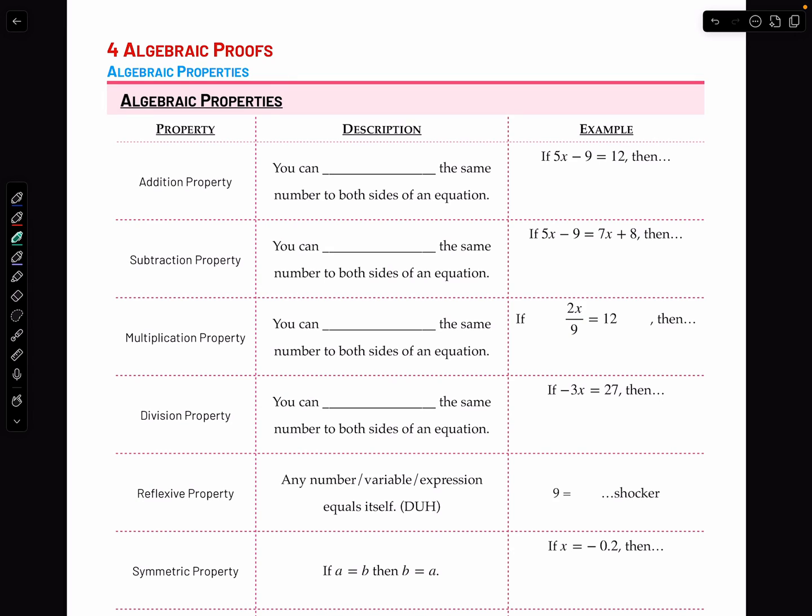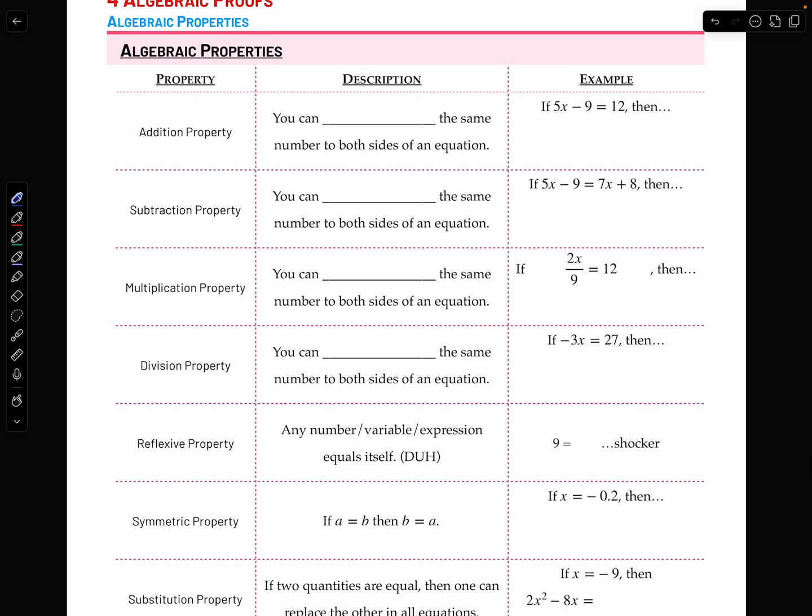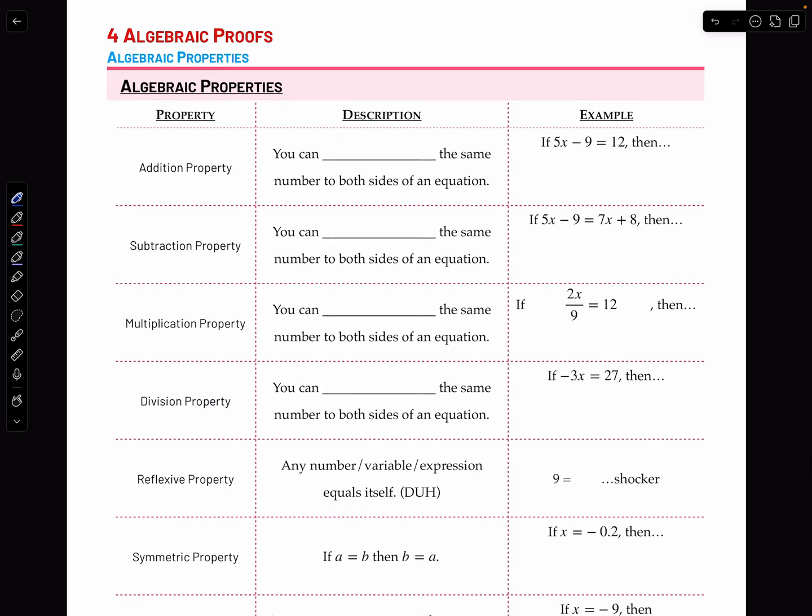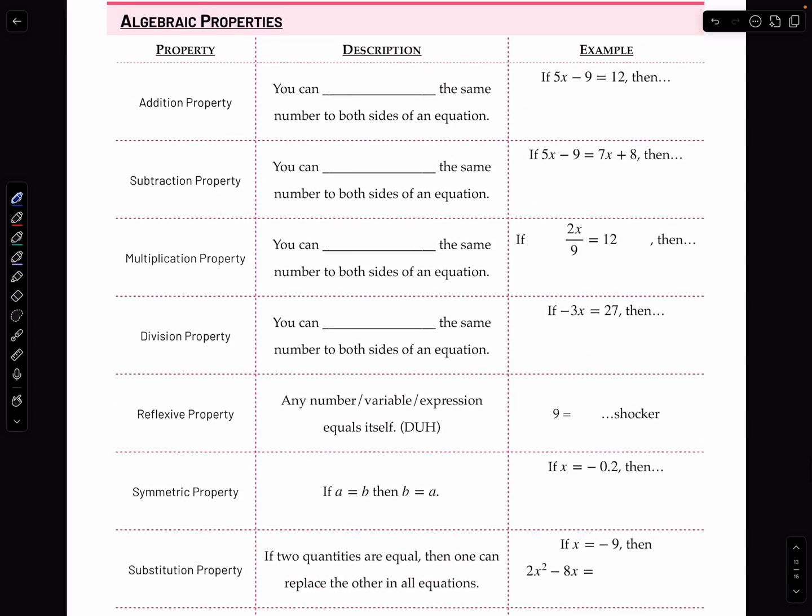All right, so section 4 covers algebraic proofs. These are properties that justify the normal algebra that we do. And so this is going to be pretty self-explanatory. I will tell you when it gets hard.